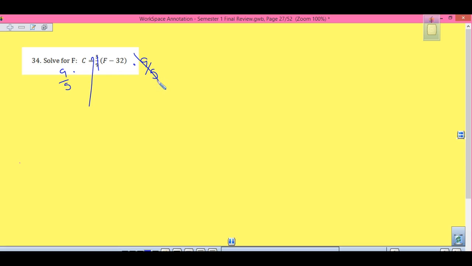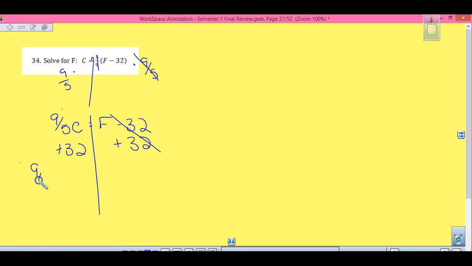What do I have here? 9/5 C equals F minus 32. Now what? Now I can add my 32. And now I have 9/5 C plus 32 equals F. Okay? I would star that one.